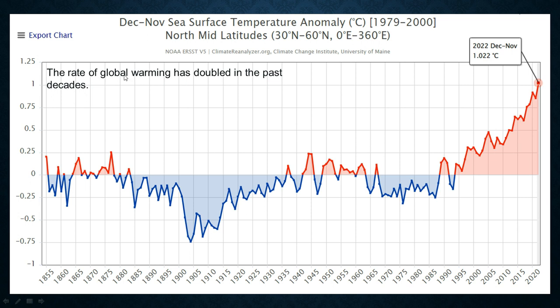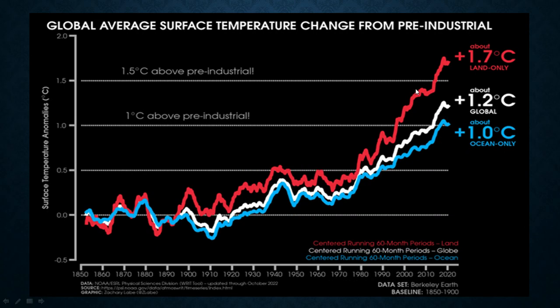But the rate of global warming has doubled in the past decades. Okay? Just look at what starts for the oceans, starting about 95. Whomp, it's going up. This is just sea surface temperature anomaly. So it has warmed up by basically 1 degree C, which is in agreement. Right here's 1.022, which is in agreement to the previous slide here, right?